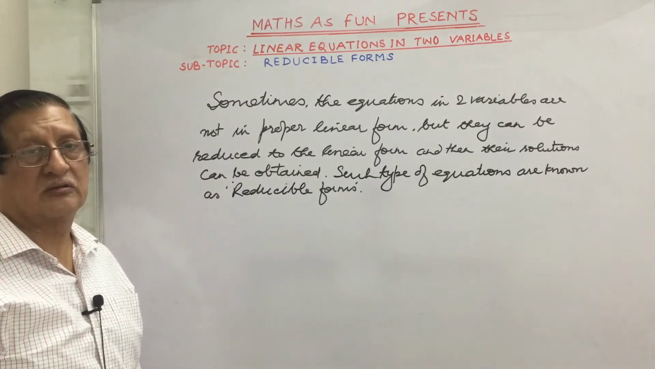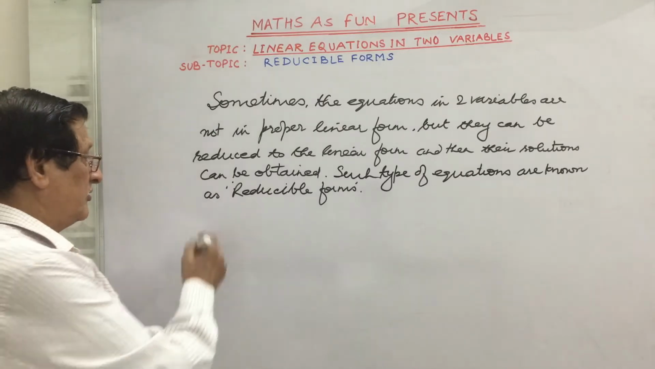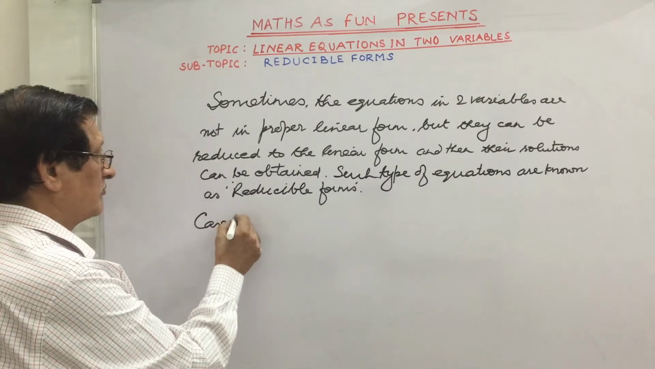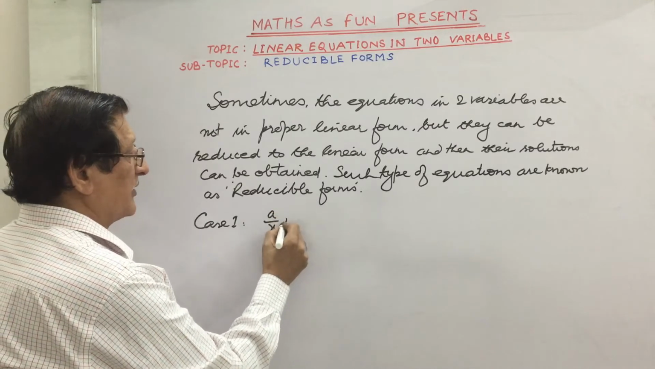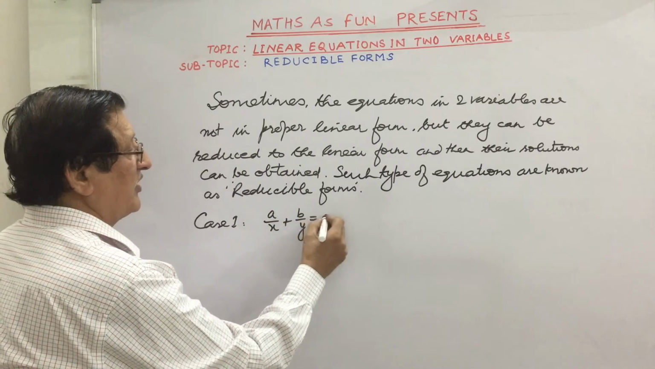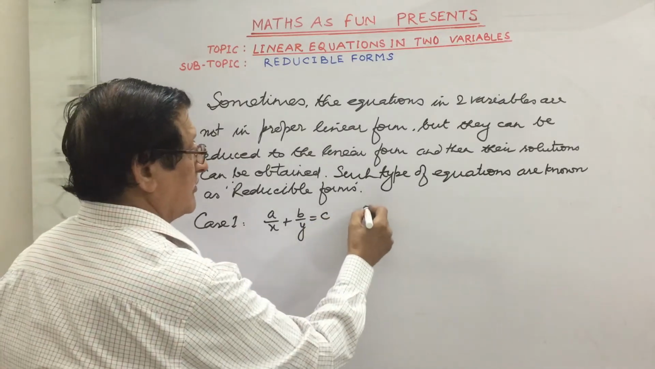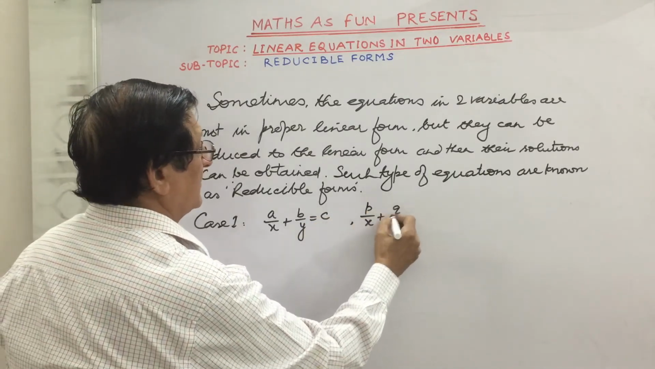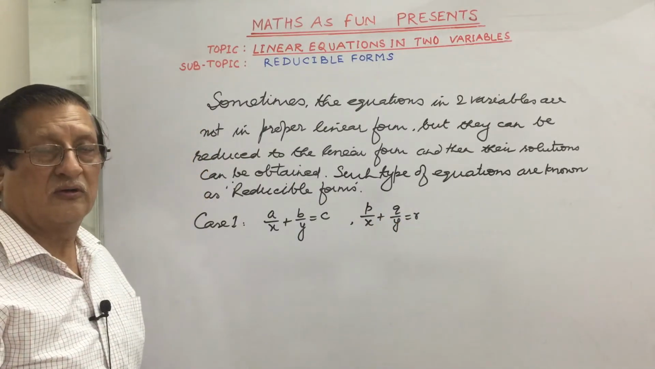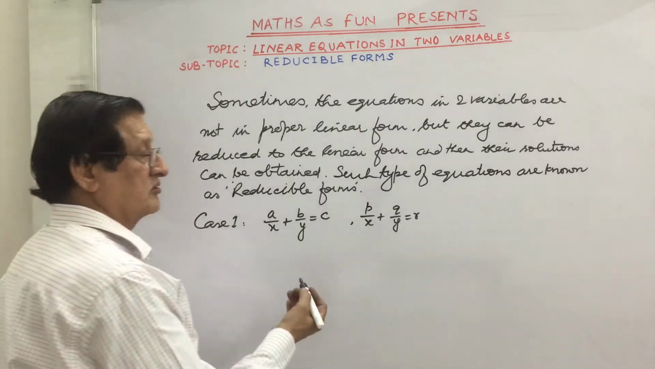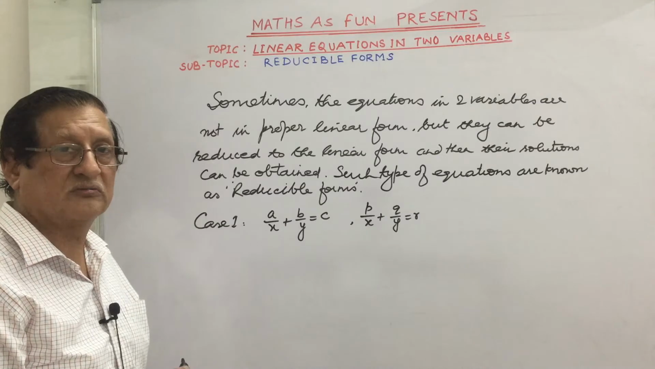We have three different cases to discuss in this video. Case 1 is the problem may be in the form a upon x plus b upon y equal to c and p upon x plus q upon y equal to r. They can be reduced to the linear form and then we can find the solution.